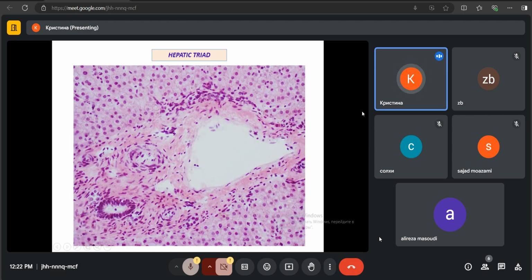Another example of the hepatic triad, the largest element is always the vein, with its flattened endothelial cells here. This should be the artery because of elongated, circumferentially located smooth muscle cells, and this one, the duct, because of the oval shape of the nuclei. This one, smaller artery, again smaller artery, here duct because of round cell nuclei, here also duct.